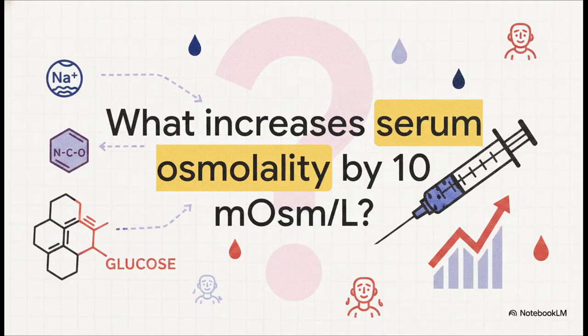Question 10 is a great reminder that osmolality is not just about sodium. The calculated serum osmolality formula includes sodium, BUN, and glucose. Because we divide glucose by 18 in that standard calculation, a 180 milligram per deciliter spike in glucose directly drives up the serum osmolality by 10 milliosmoles per liter. That's why C is correct. It's such a high-yield clinical pearl because it perfectly explains why severe diabetics end up so profoundly dehydrated. It literally pulls the water right out of their cells.